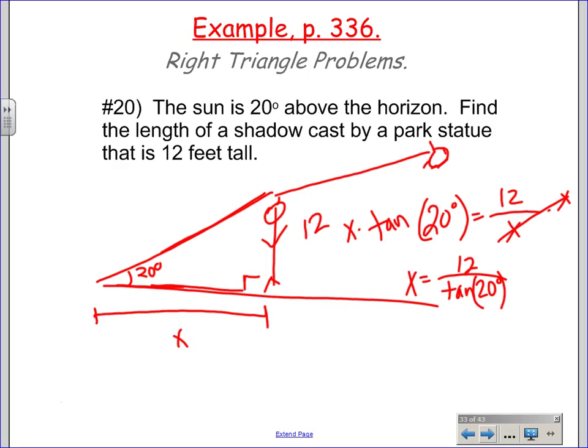But either way, pause. What degree mode do you need to be in? Degrees, please. Who already threw it in and got an answer, and you made sure you were in degree mode? And P.S., we need to label any word problem. This one's feet.